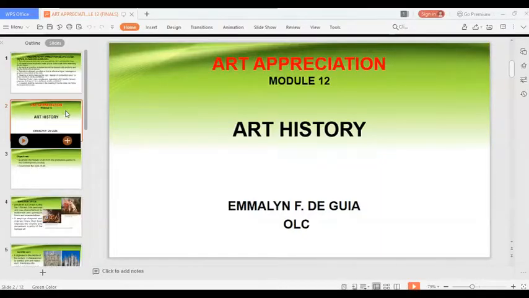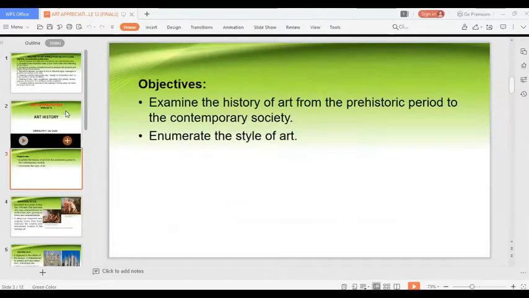Okay, so the topic is all about the art history of Module 12. We have here the objectives that we need to meet at the end of the lesson: to examine the history of art from the prehistoric period to the contemporary society and to enumerate the styles of art.